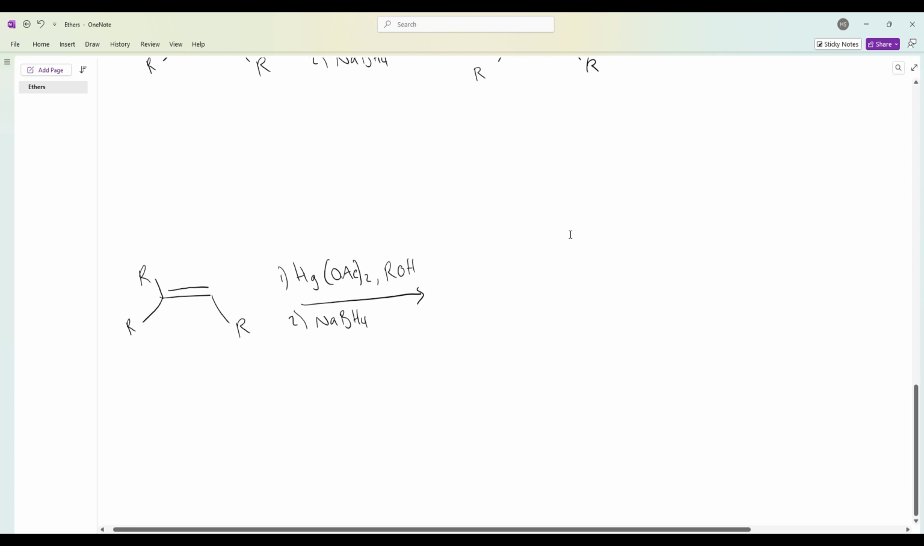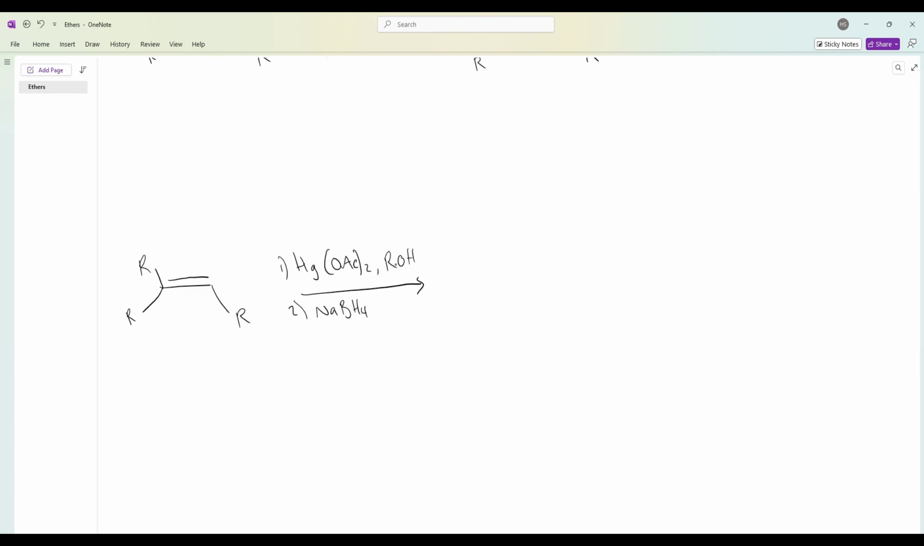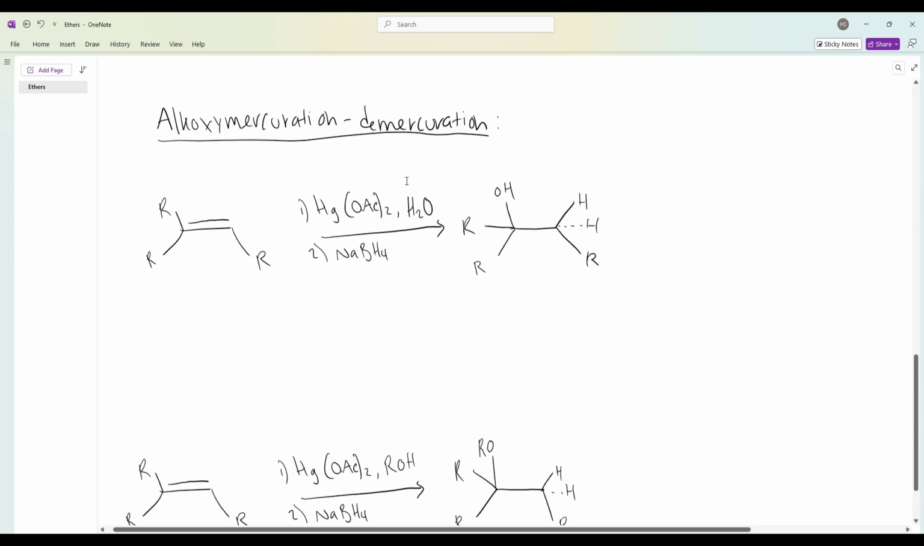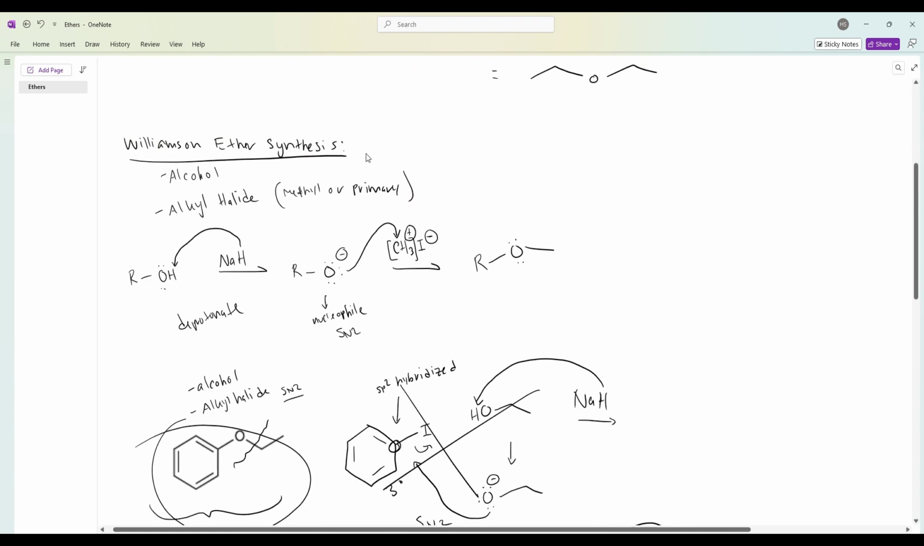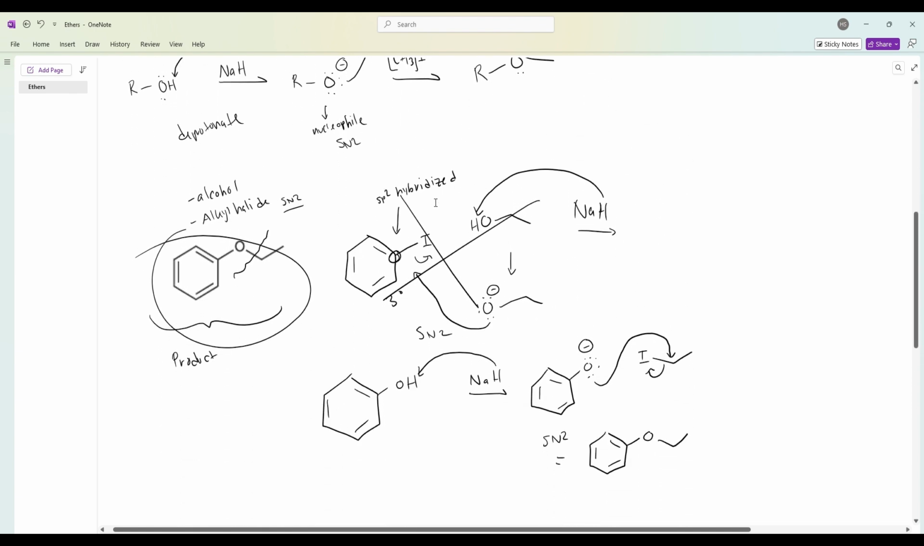So let's go down to here. And what would that look like? Well, it would be the same thing, Markovnikov addition of the OR group on the more substituted side and hydrogen on the less substituted side. And so what we would get would be this. And this would be our ether. It's not really talked about as much, but I thought it'd be helpful just to show and use if you need. But I think we would mainly be focusing on Williamson ether synthesis, at least for this course.